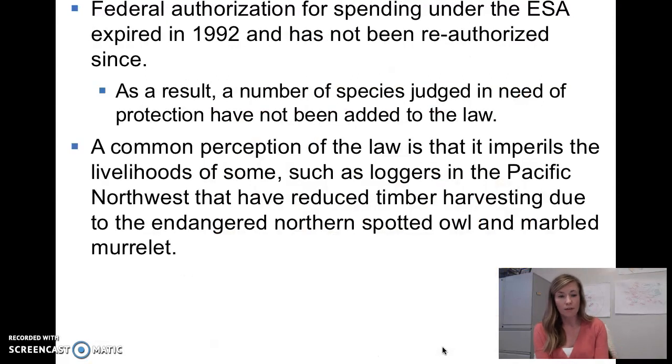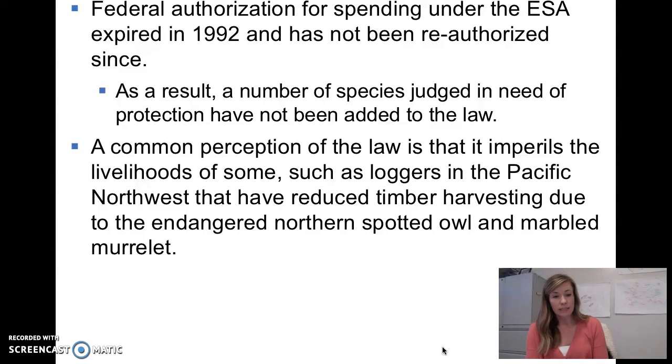However, the federal authorization for spending under the ESA expired in 1992. So there was funding written into the law, and it expired in 92, and it has not been reauthorized since then. So as a result, a number of species judged in need of protection have not been added to the law. So basically, Congress still awards money or okays money in its budget for the ESA every year, but it's not automatic like it was for the first 20 years of the act.